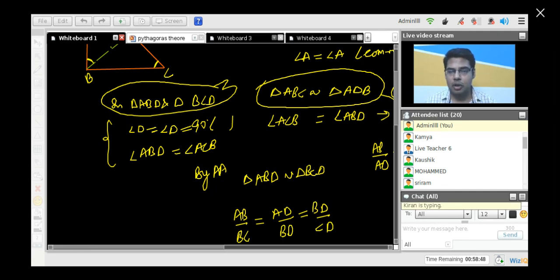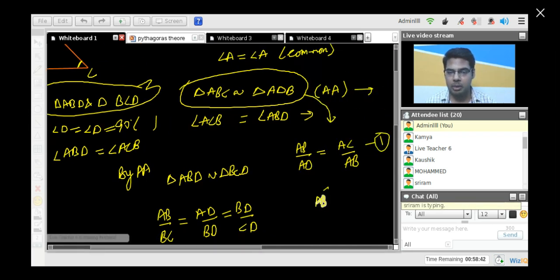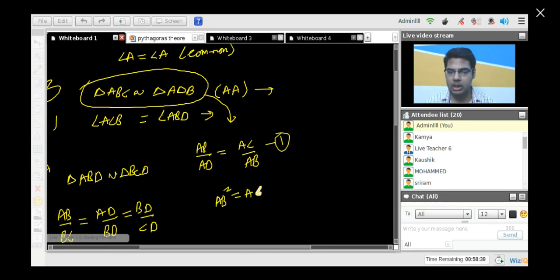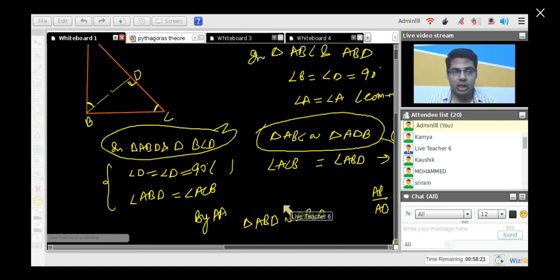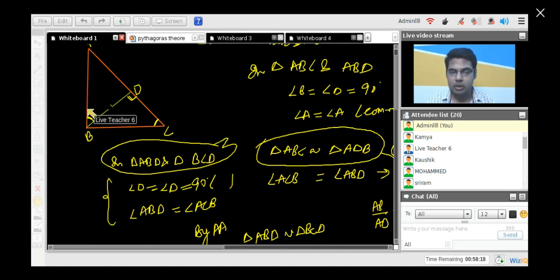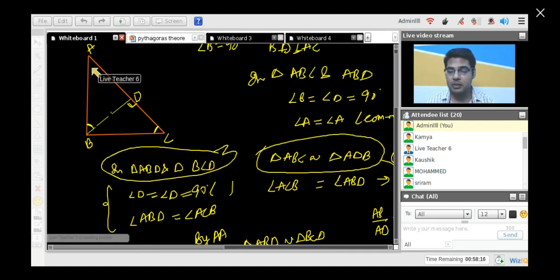Now we can pick up any of the ratios. First of all, from the first equation, if I cross multiply, I get AB square equals AC into AD. Does anyone have any doubt in this equation? So here, if you cross multiply, you get AB into AB, that is AB square, and AD into AC. That is what we have written. First of all, we need AB square, that is what we have got, because we need to have these values.